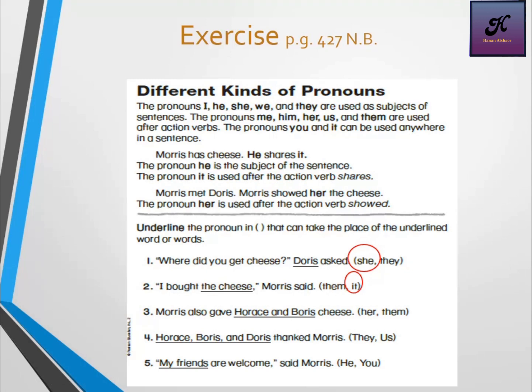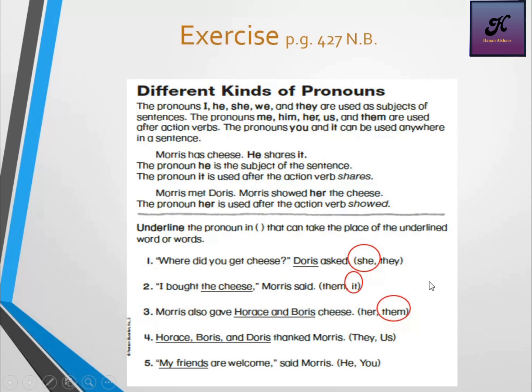Now we have Horace and Boris. Horace and Boris, it's the names of 2 boys. Okay, is it one person or more than one? Yes, it's plural. Excellent. Okay, does it come before the verb or after the verb? Let's see. Morris also gave Horace and Boris a cheese. The verb we have is gave. Now does Horace and Boris come before or after? Yes, it's after. So it's a what? Yes, it's an object. Excellent job. So since it's an object and it is plural, I will use what? Her or them? Yes, I will use them.